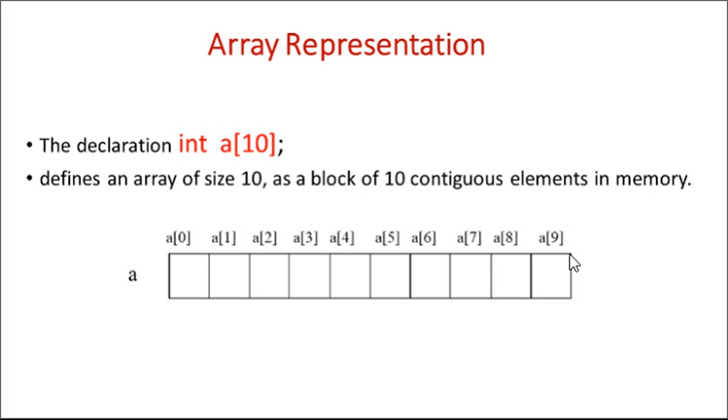This is how the elements are arranged in the memory. A of 0 to A of 9. So with the index, actually, it is mentioned as 0, 1, till 9. So in the memory they are arranged in a sequential manner.